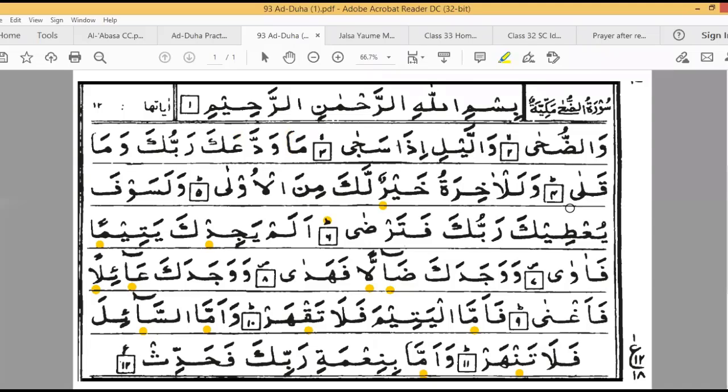Excellent. Well done. Really nicely read. But make sure you're sounding your letters correctly, okay? So we can know that this is an ayn, okay? So not like an alif, like an ayn. So wadda'aka. Excellent. And this is a simple ka, okay? Not a ha. Ma wadda'aka. Excellent. Well done.